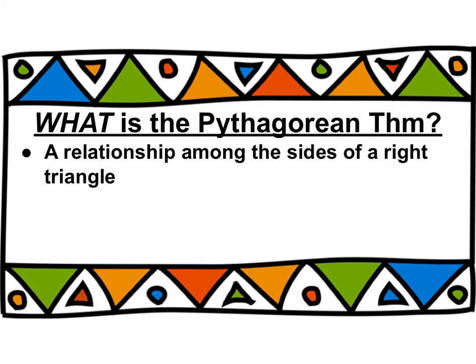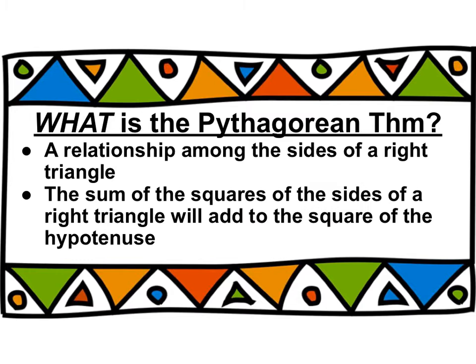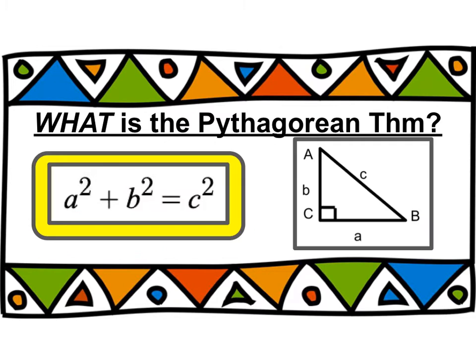And first off, what is the Pythagorean theorem? It's a relationship among the sides of a right triangle. So it's how they are all related to each other. And it's related by the sum of the squares of the sides of a right triangle will add to the square of the hypotenuse. Well, that's a lot of words. So we can say it much better with our letters. It's a squared plus b squared equals c squared.